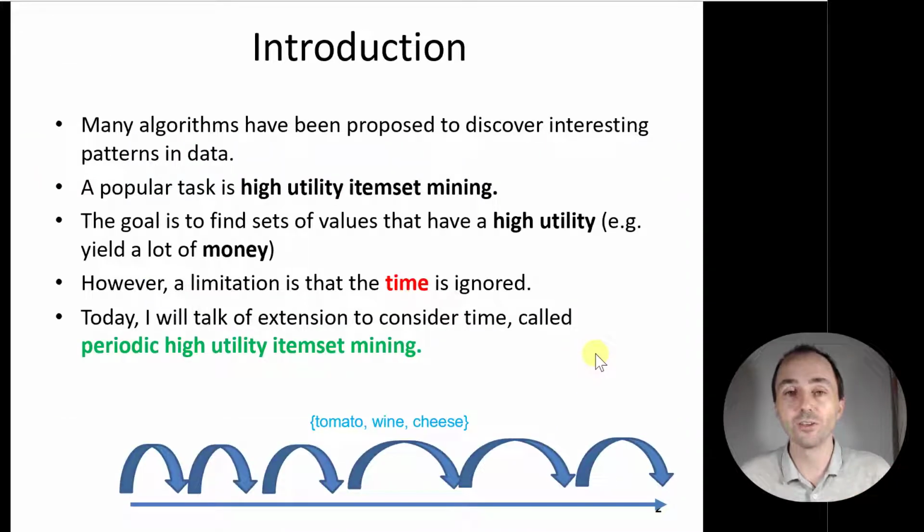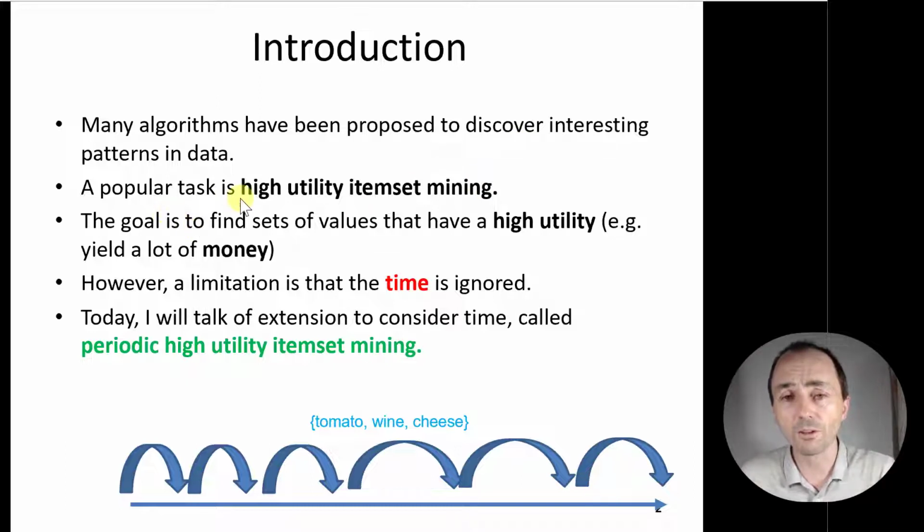So let's start. A brief introduction. There are many algorithms that have been designed to find the interesting patterns in the data. This is what we call pattern mining. You have data and you want to search in the data to find the patterns that will tell you something or reveal something about your data. Maybe it could help you to understand the data, take some decision, or maybe do some prediction.